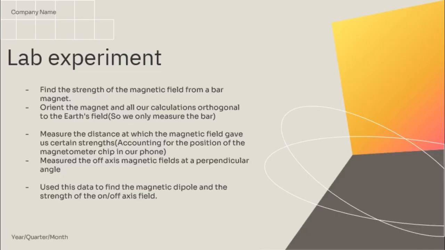So our goal in this lab is to find the strength of a magnetic field from a bar magnet, and to do this we have to orient our bar magnet to be orthogonal to the Earth's magnetic field, and this is because that's the main way to cancel out the Earth's magnetic field, is to be orthogonal to it. And this helps us pretty much isolate the magnetic field from the bar magnet.